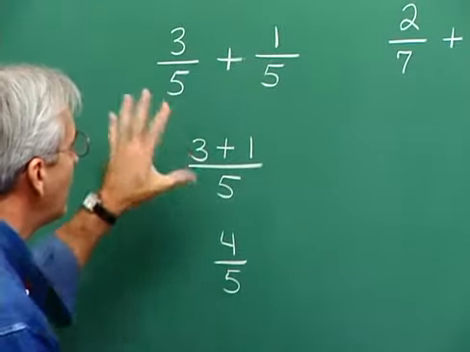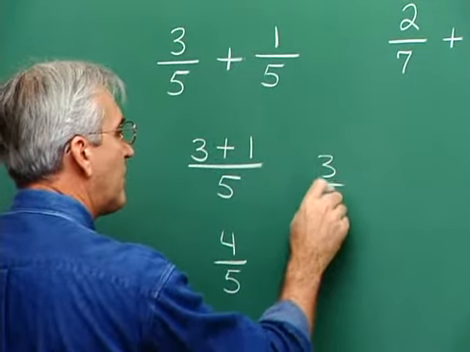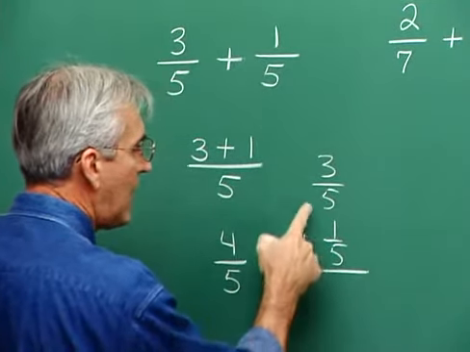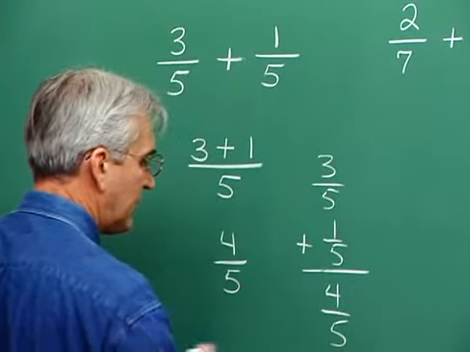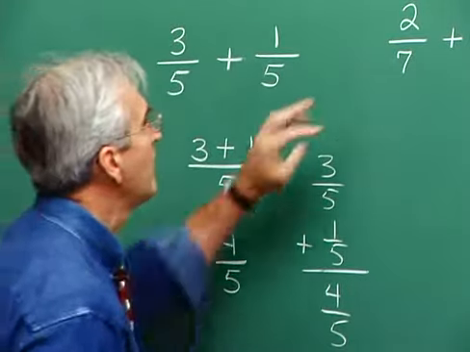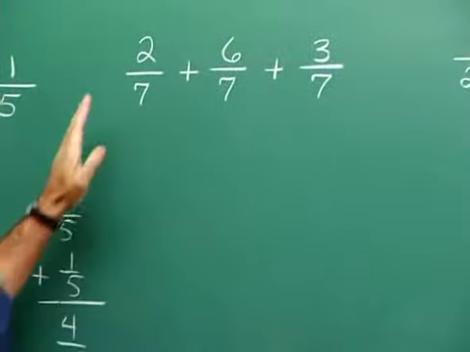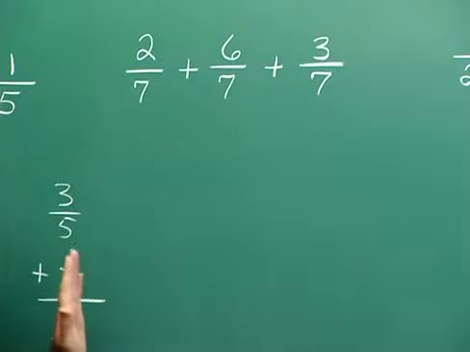And by the way, fractions can be added vertically. For example, here we could think of this as 3/5 plus 1/5. And when we have the common denominators, we just bring together the numerators to give us 4/5. Here's another: 2/7 plus 6/7 plus 3/7. Once again, we have the common denominator idea, and so all we have to do is add numerators.